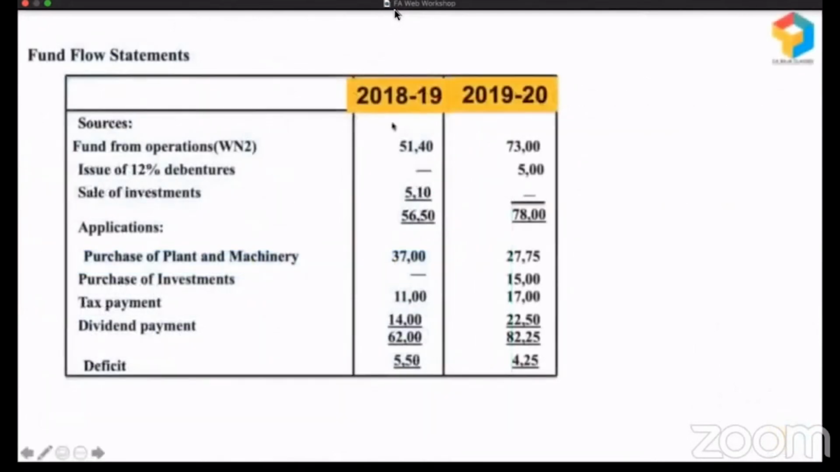Now look at this. Let me analyze this also so that you will get complete clarity about fund flow analysis. And here I'm not teaching you how to prepare a fund flow statement, but I'm teaching you how to read the fund flow statement.